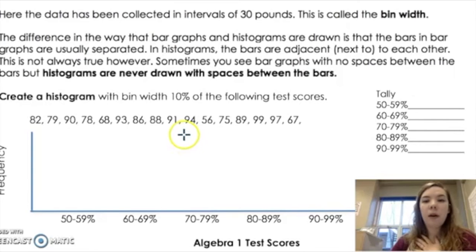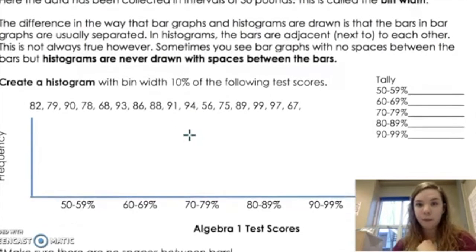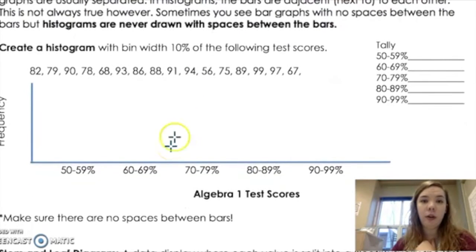The difference in the way that bar graphs and histograms are drawn is that the bars in bar graphs are usually separated. We talked about that. Histograms have bars next to each other. They never have space in between. So the first thing we're going to do, in this case, our bin is 10%.